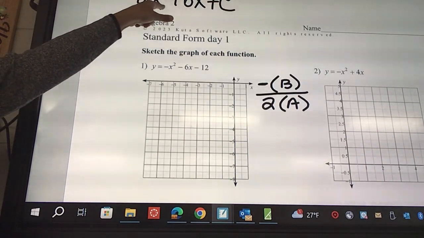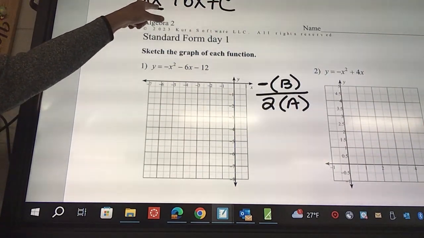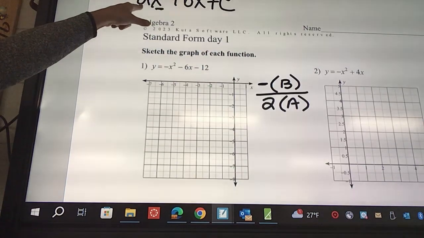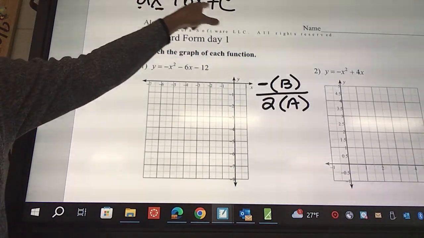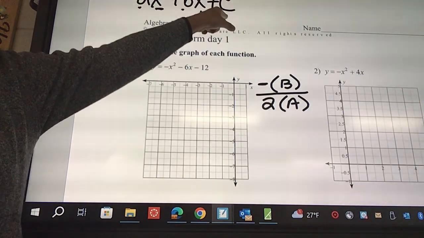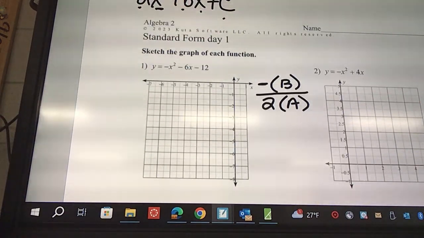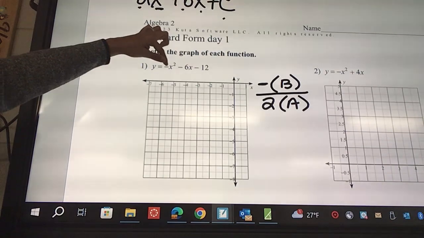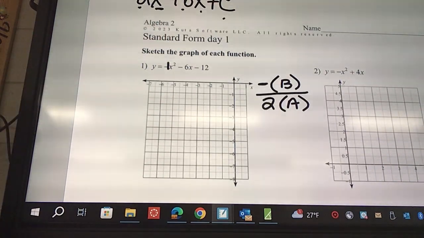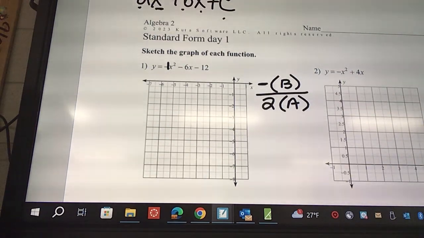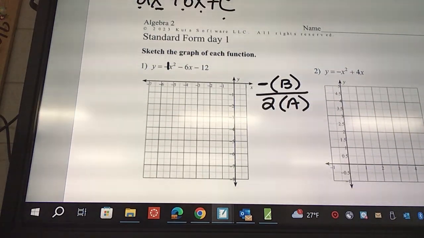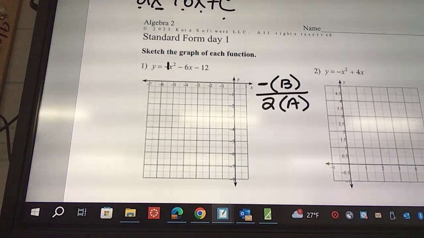So notice how this one has an X squared. Whatever is by the X squared is going to be the A. Whatever is by the single X is going to be the B. And whatever is just a number with no X is going to be the C. So if I look at number 1, my A is -1, my B is -6, and my C is -12.